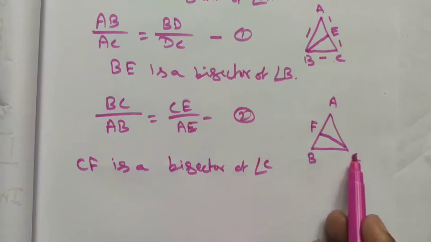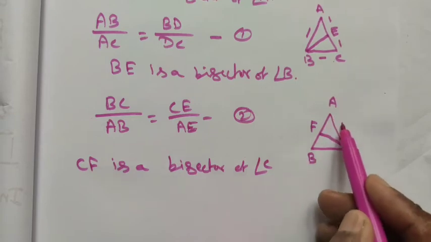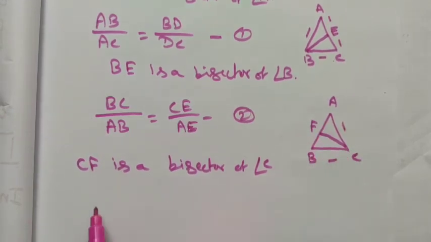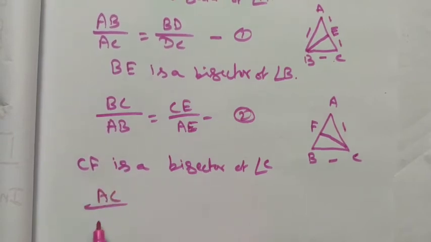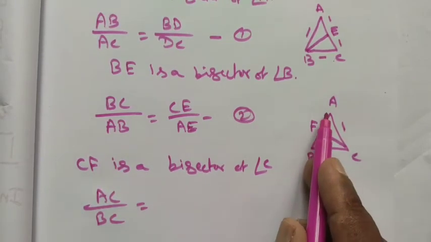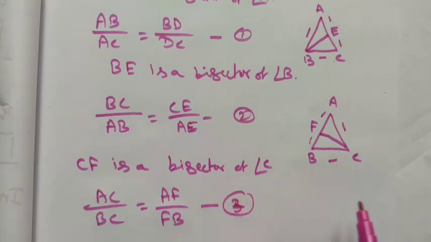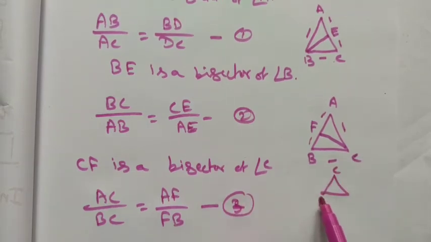Then AC divided by BC. These two sides, this is the angle bisector. So AC divided by BC is equal to AF divided by FB. Let me take this as equation number 3. Just imagine this triangle like this: this is C, this is B, this is A. CF, so this side AC divided by BC, these two sides, and then AF divided by FB.